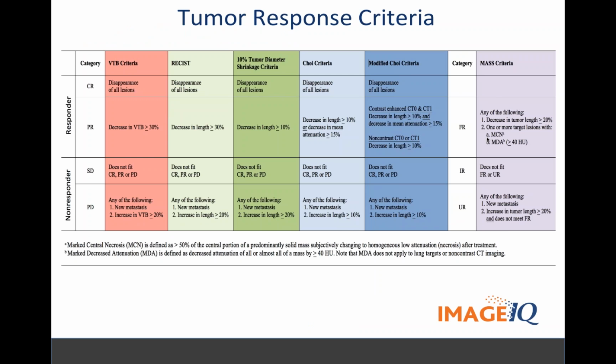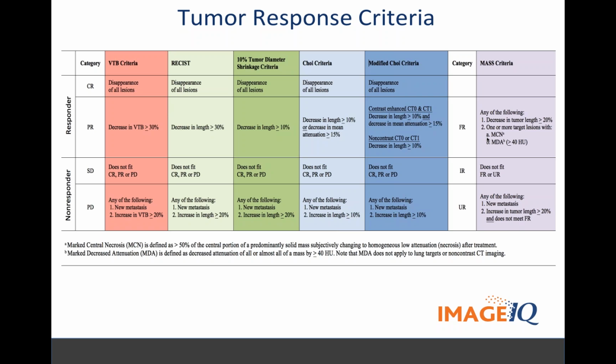And so here's just a list of some of them. These are the ones that I'll eventually show you that are currently in eMass, although we can add anything to that. And you'll notice we have VTB criteria, vascular tumor burden criteria, RECIST, 10% tumor diameter shrinkage, CHOI criteria, et cetera, listed on here. And each of them have different definitions. They each have different thresholds.